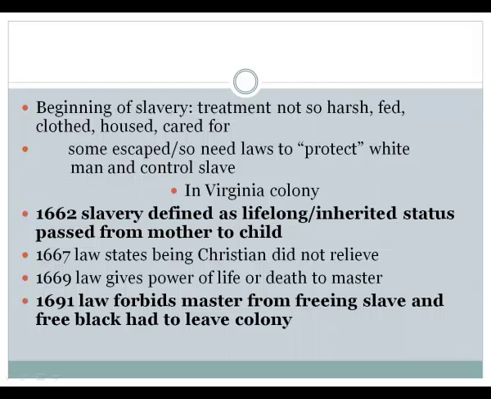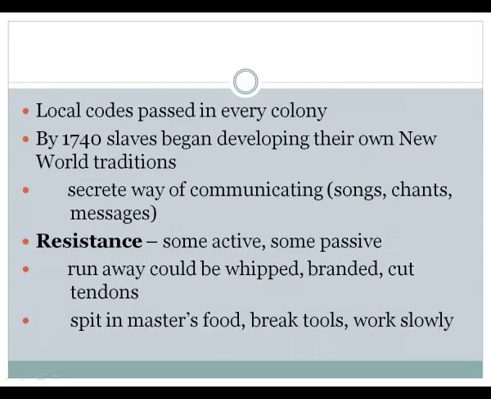And it's not just Virginia. Kentucky and several of the other states are the same way. Once you become a free slave, we want you nowhere around. You might be giving my slaves bad ideas. But local codes are passed in every colony.